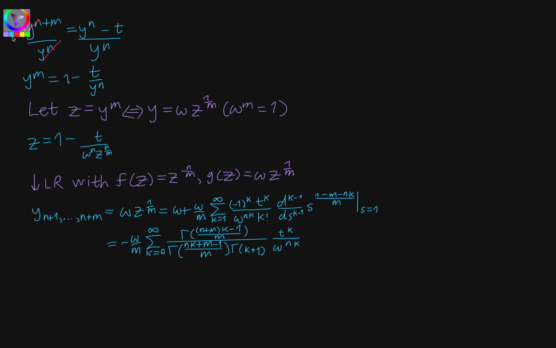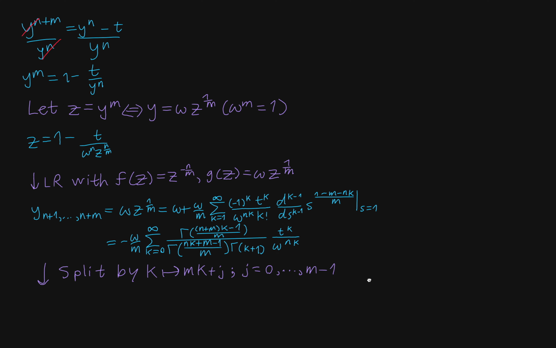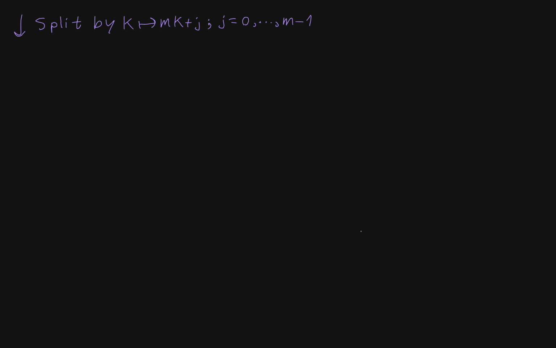And so now, instead of splitting by the residue classes mod n, we have m in the denominator here, so we need to split by the residue classes mod m. So we're going to have k change to mk plus j, where now j goes from 0 all the way to m minus 1. And so this is going to be simplified as follows.